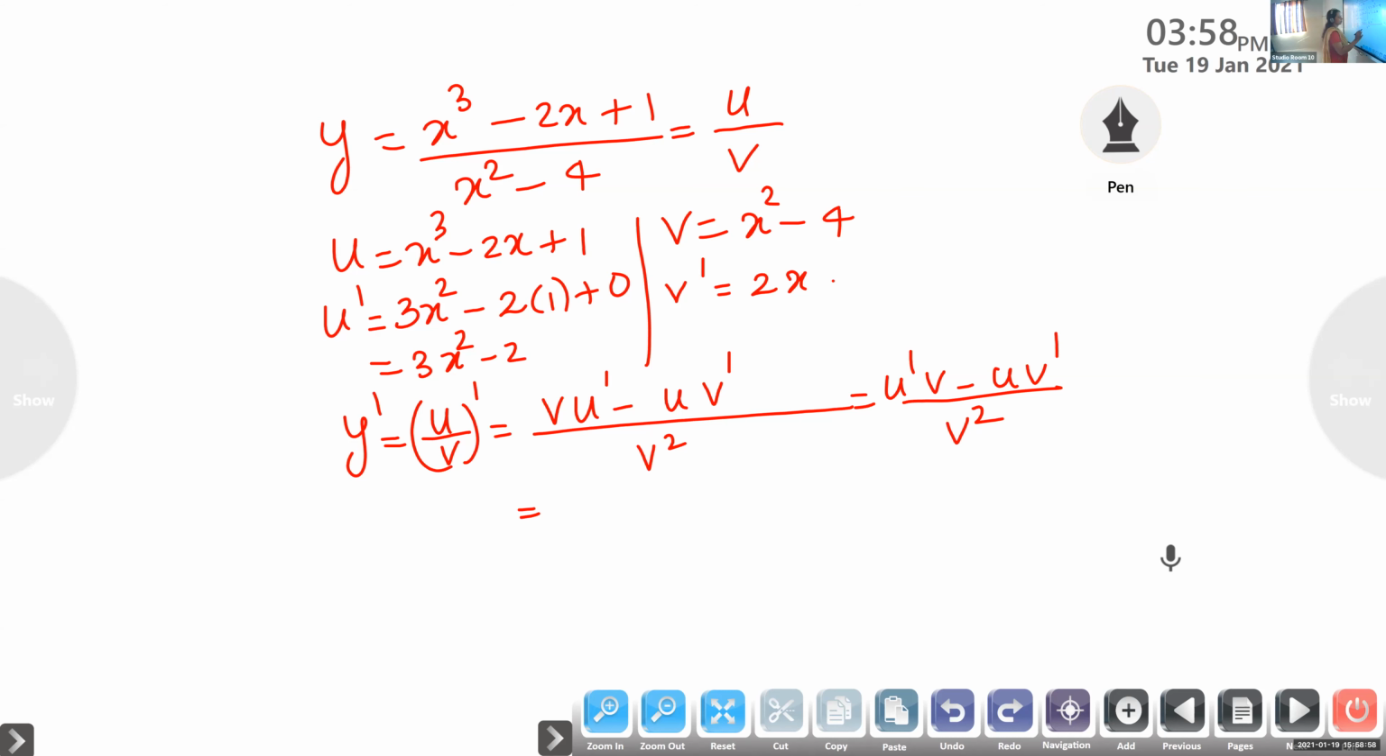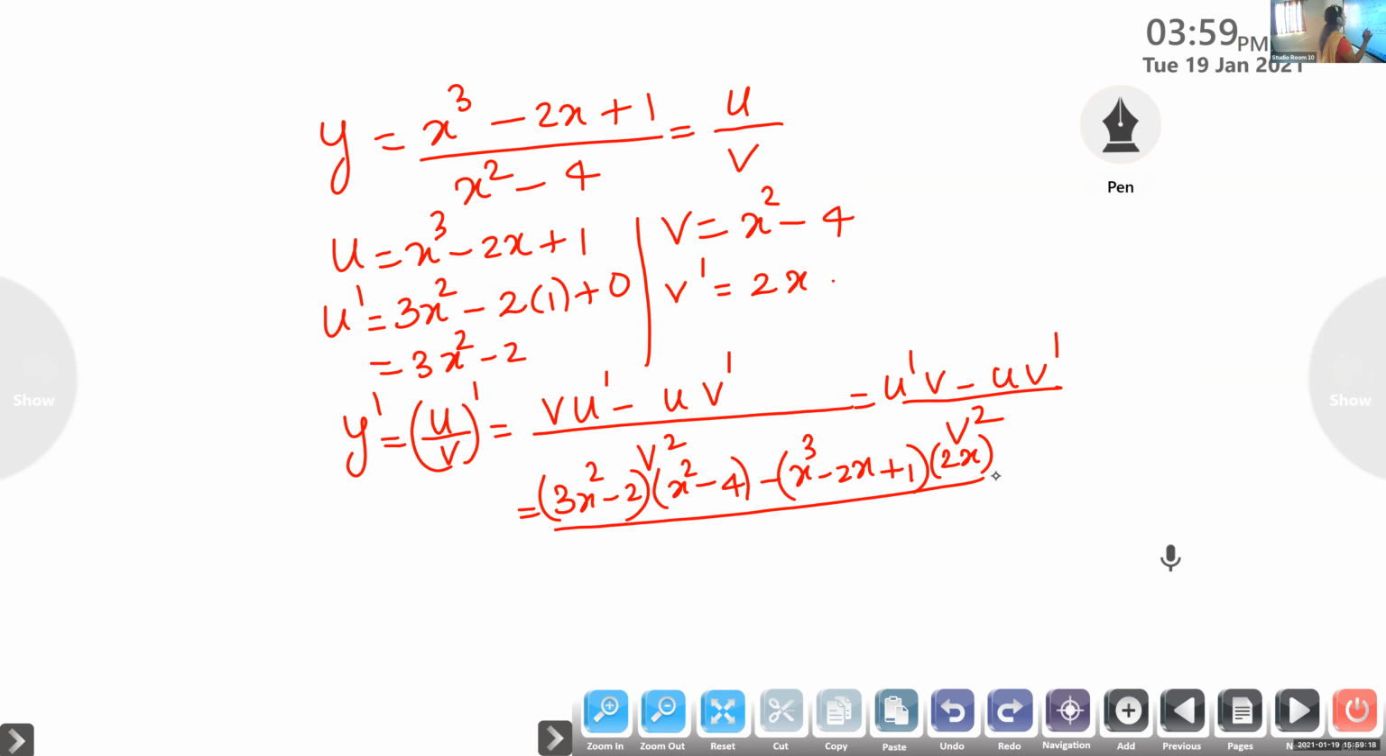So what is u dash? 3x square minus 2 into v, v is x square minus 4, minus u, u is x cube minus 2x plus 1 into v dash, v dash is 2x, by v square, so it is x square minus 4 the whole square. Expand it, simplify and find the answer. At least up to this you should practice it. In the last step you'll get half a mark.